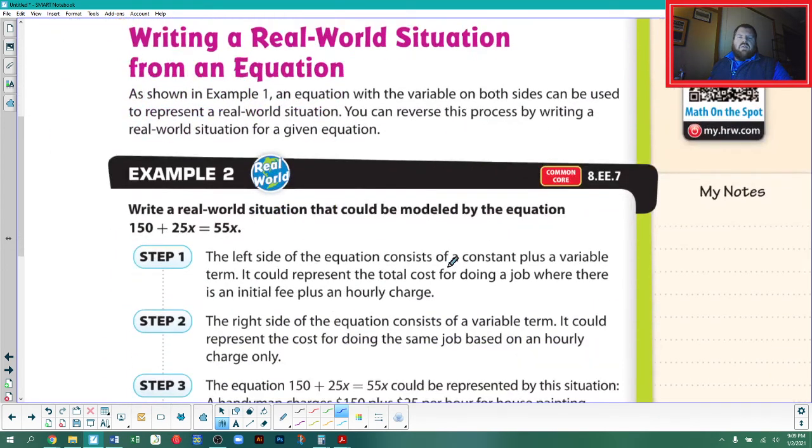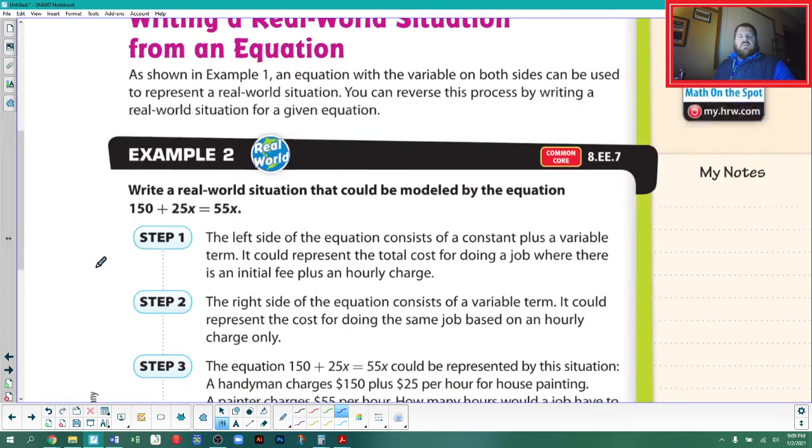Okay, so writing real-world situations from an equation, we kind of just did that. Oh, no, we're doing the opposite now. We just wrote equations from real-world situations. This always kind of leaves a lot of openness, so it's not always the most easy thing to do, but it's a good thing to practice. It says write a real-world situation that could be modeled by the equation 150 plus 25x equals 55x.